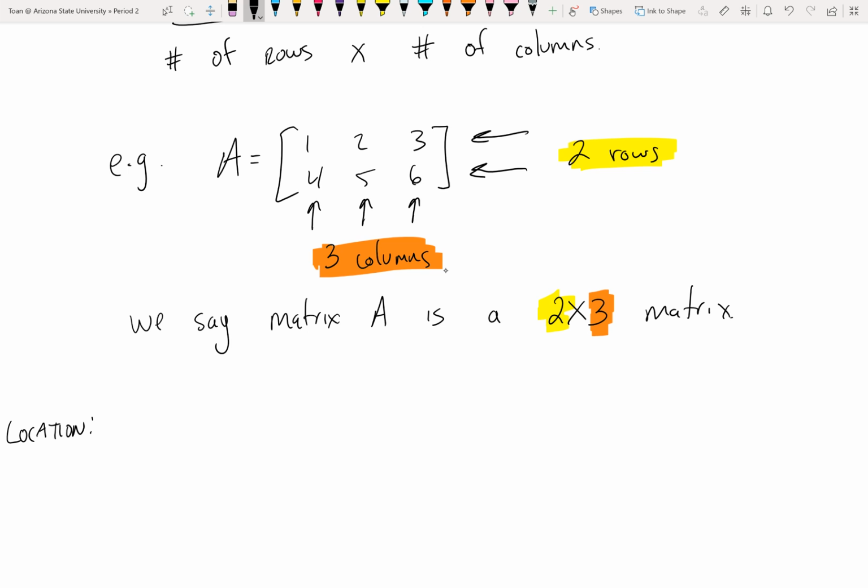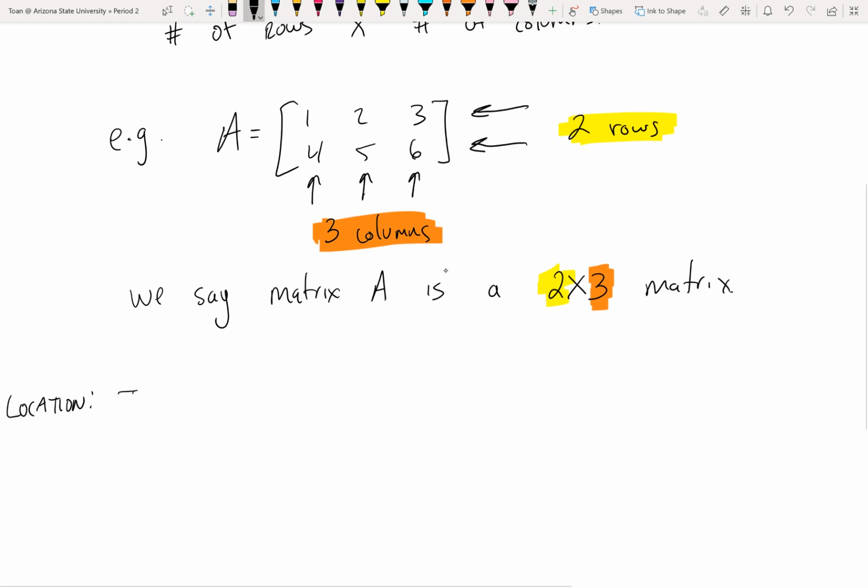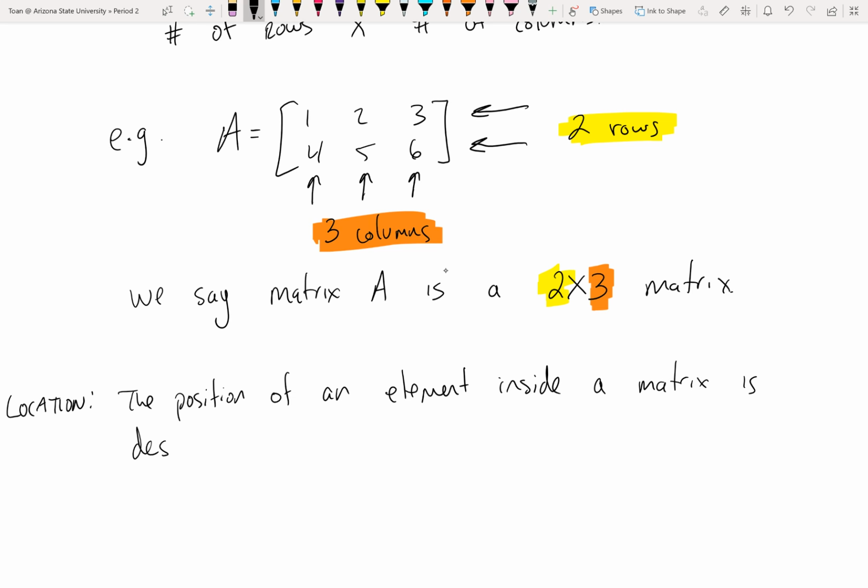Every number inside of a matrix has a location or a position. The position of an element inside a matrix is designated by its, not surprisingly, row first, column second. Row number, comma, column number.